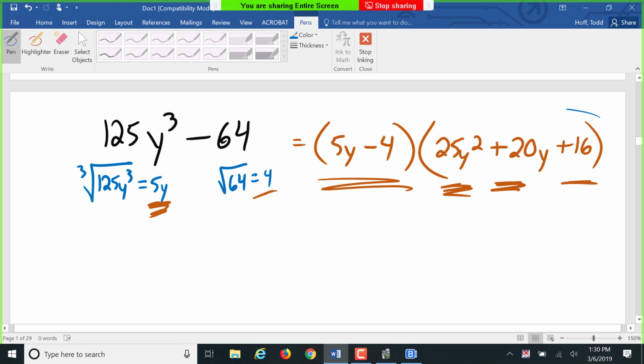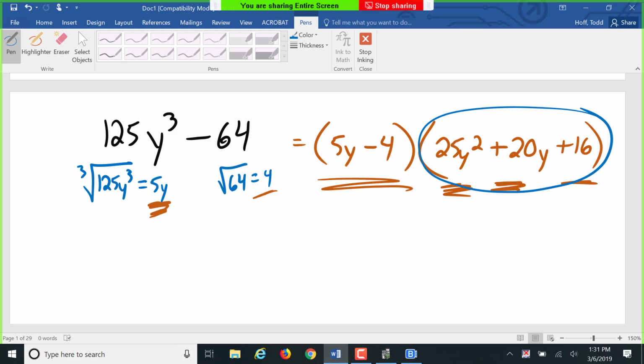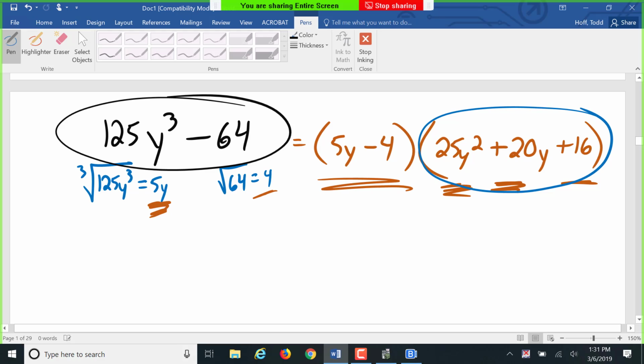Now, when we get to this point, this sure looks like something that should be factorable, doesn't it? I will let you off the hook. It never is. The only time that is ever factorable is if there was a common factor that we could have taken out here first that we didn't. So you've got to be careful for that.